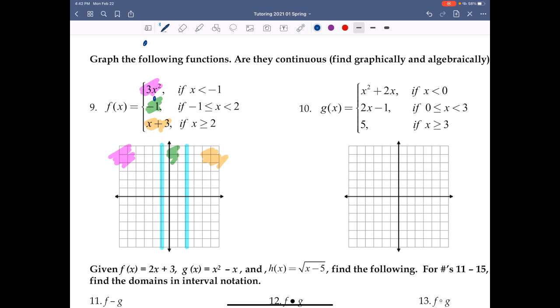And so basically, we just end up with this kind of massive parabola approaching what happens at -1. -1 squared is 1. 1 times 3 is 3. So we end up with an open circle at 3. But otherwise, yeah, it's just going to go super high up, a super steep parabola there.